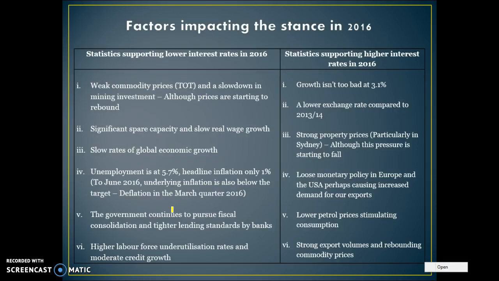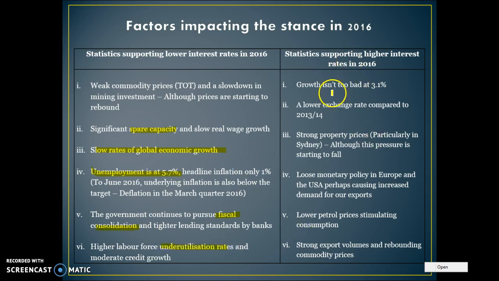So in 2016, some things that were going on. Okay, again, I won't go into this in detail because it's really about the last 2 years. But unemployment was above our target range. There was slow global growth, and high levels of spare capacity, which all provided incentive for the RBA to loosen monetary policy. The government was pursuing fiscal consolidation as well, which meant that they were keeping their bargain to keep inflation under control. There's also high underutilisation rates.